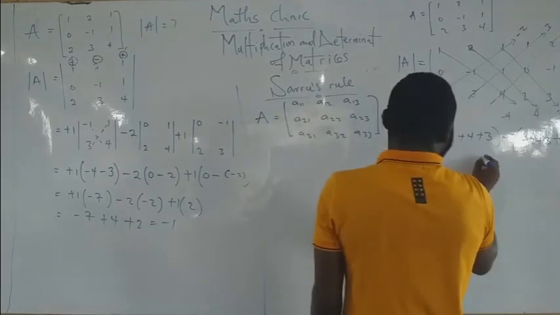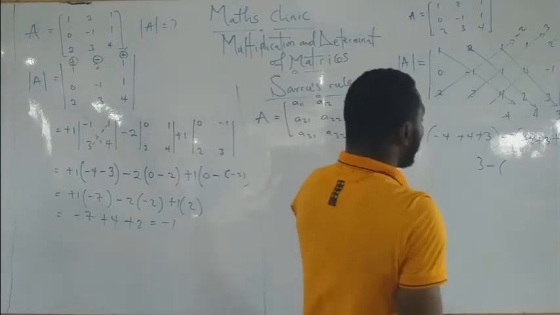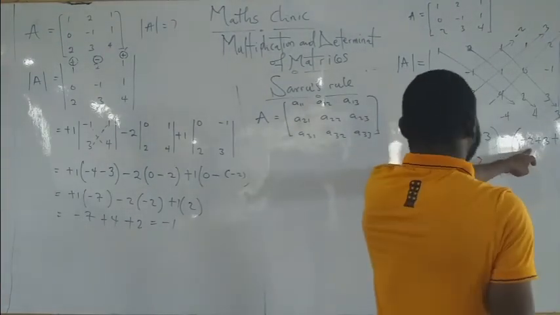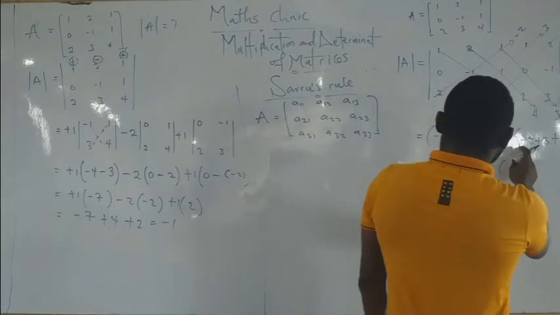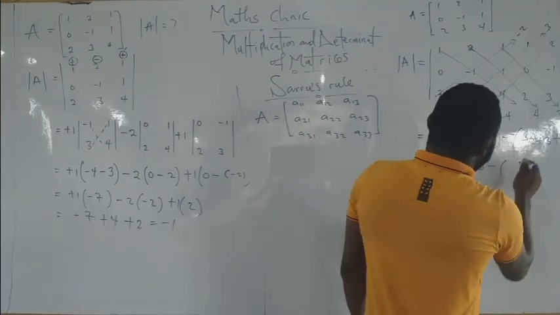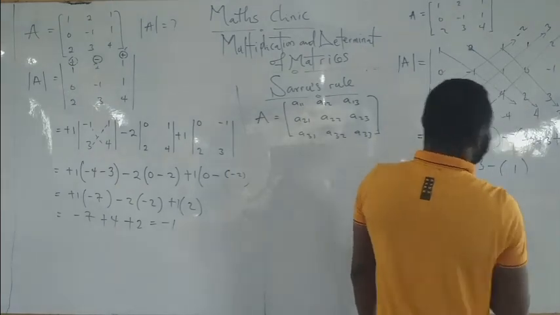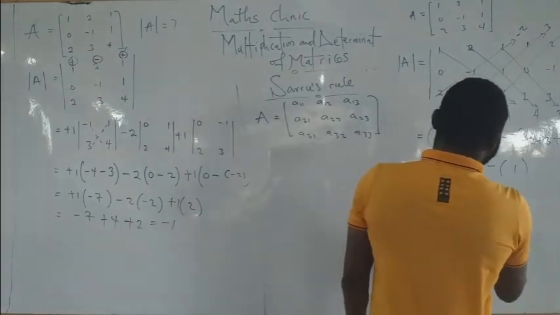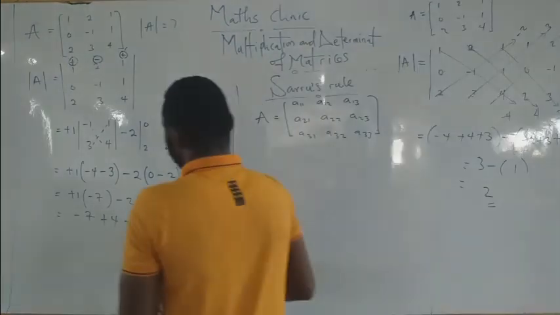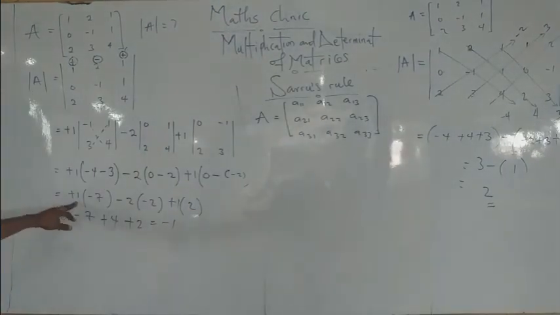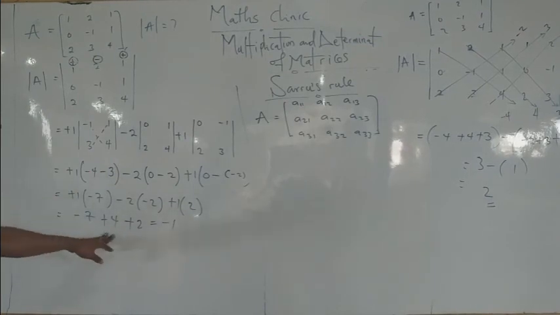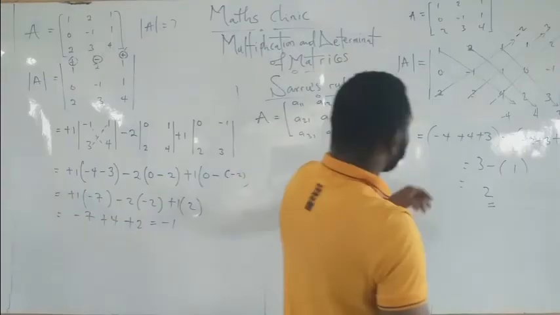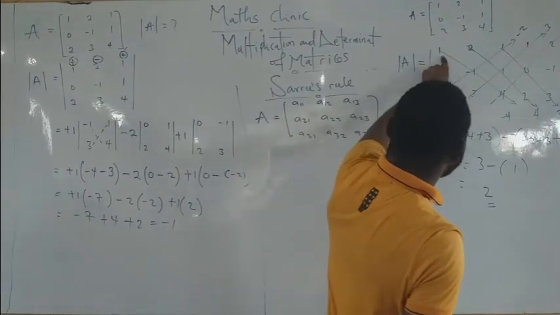What will this be? This will give 3 minus into bracket, what do you have it? This is minus 3. That will give us 1. Wait, let's look at this again. This is 3. Minus 3 plus 2, 1. Let's look at it again. We must be getting the same answer. It's like there's something wrong with it.